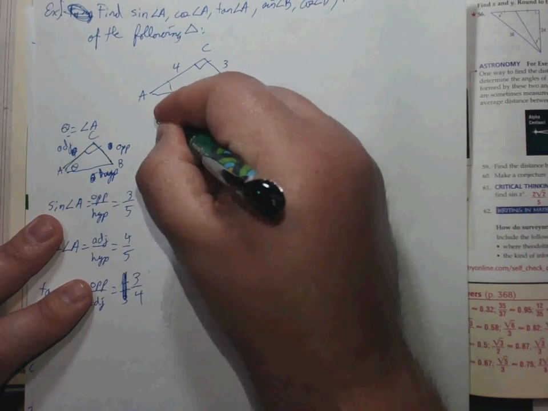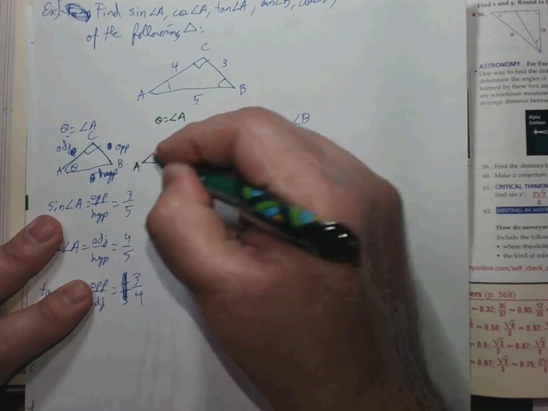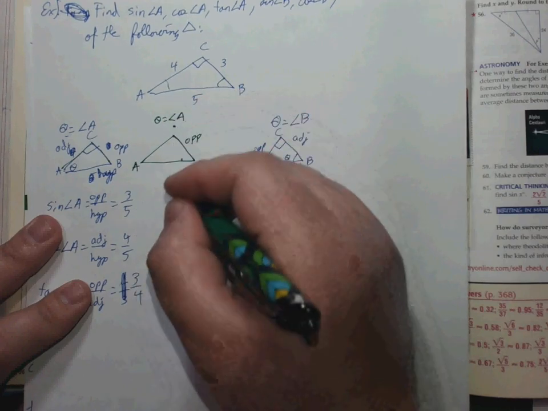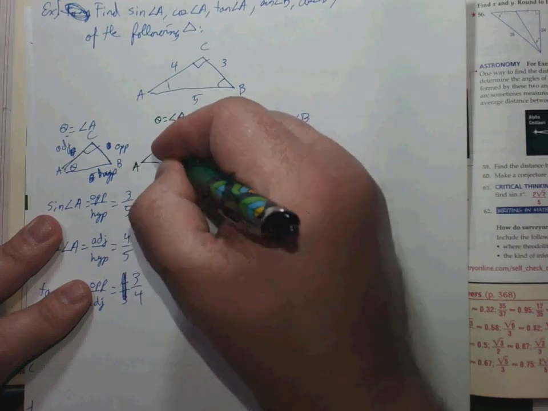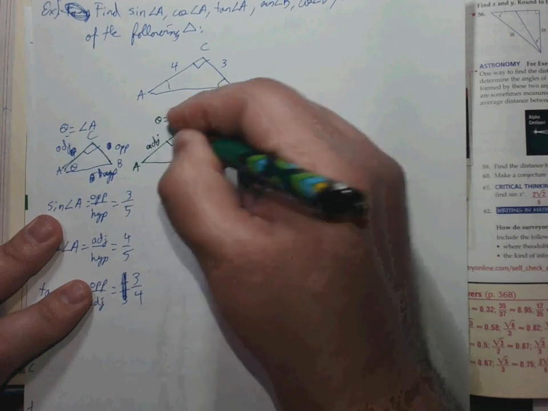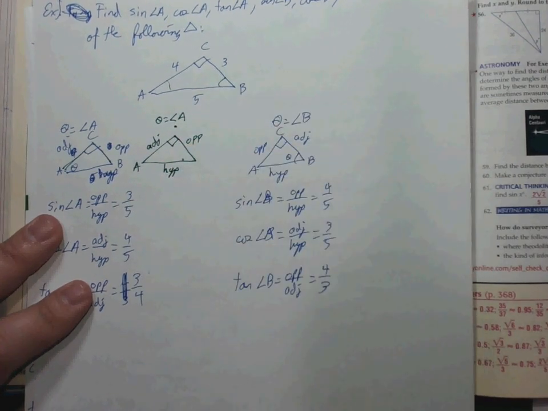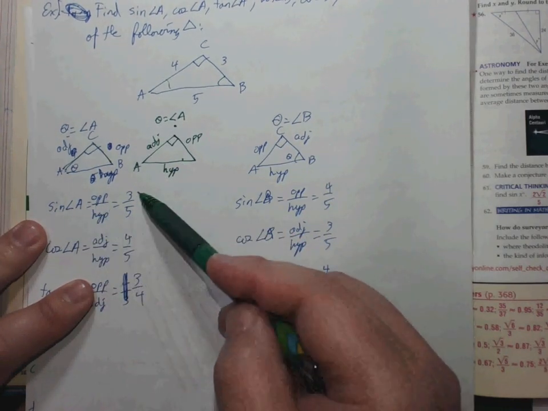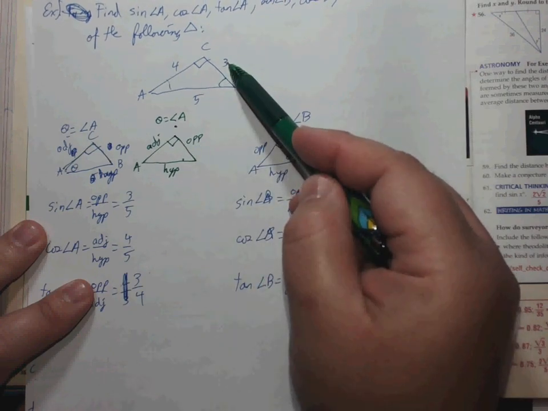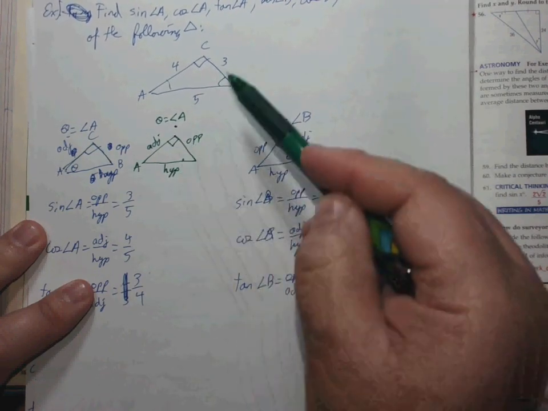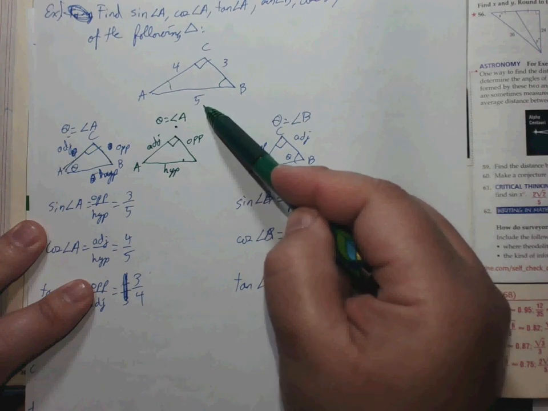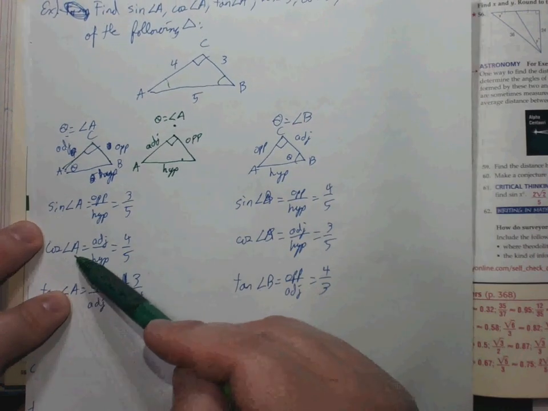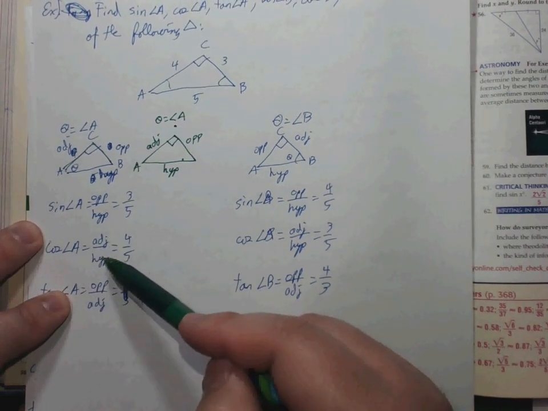So for angle A, if this is A, this is opposite. If this is the 90, this is the adjacent, and then this is the hypotenuse. So sine of angle A is opposite over hypotenuse, 3 over 5. Cosine of angle A.